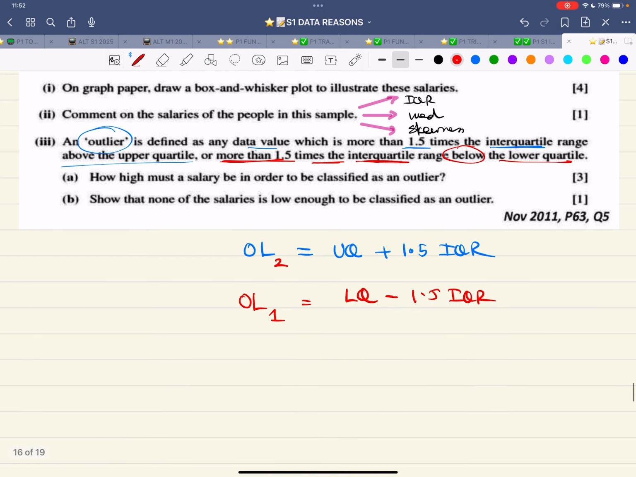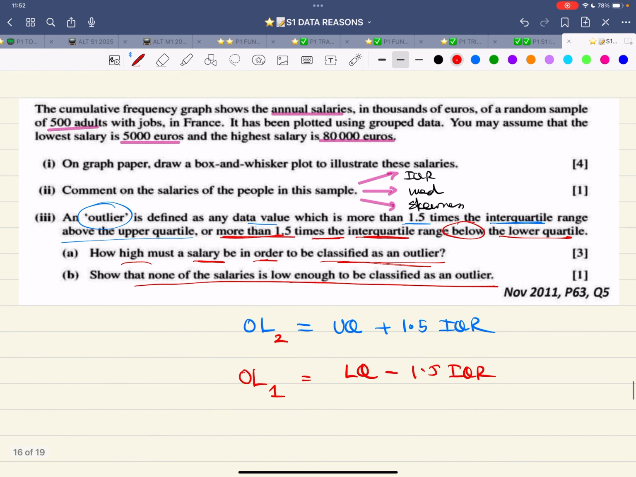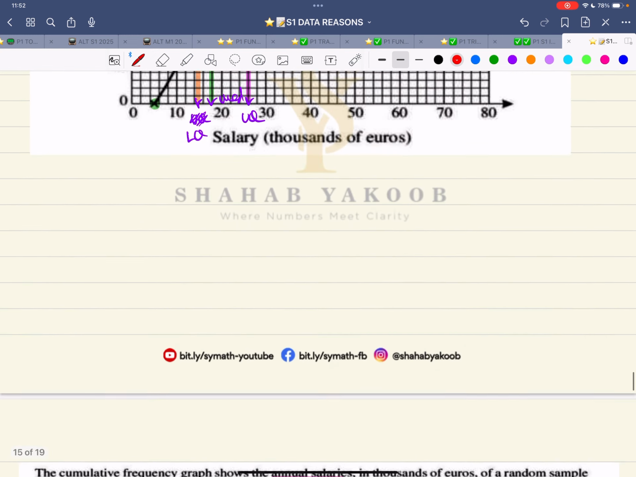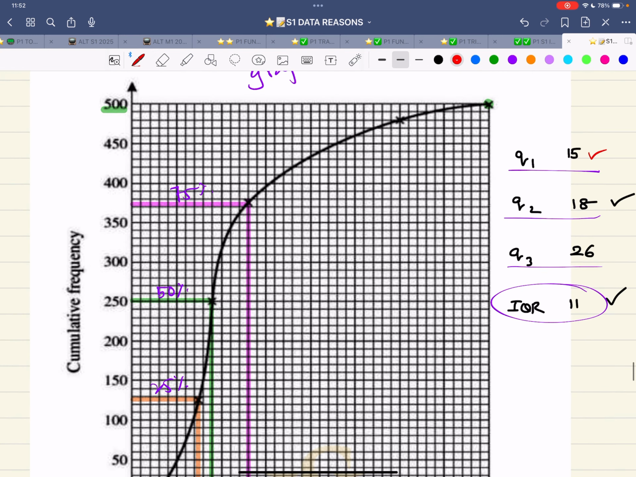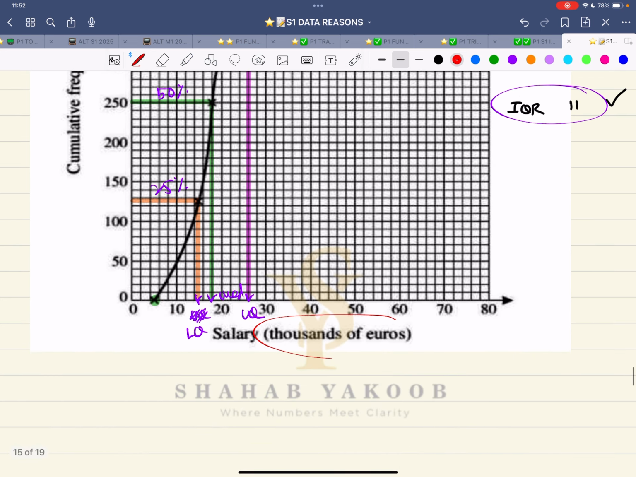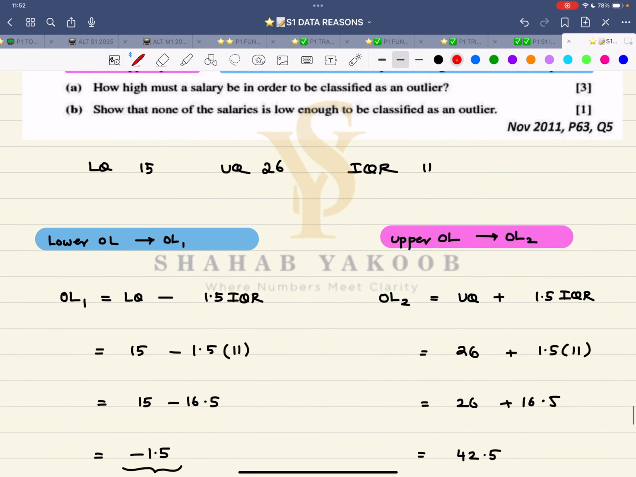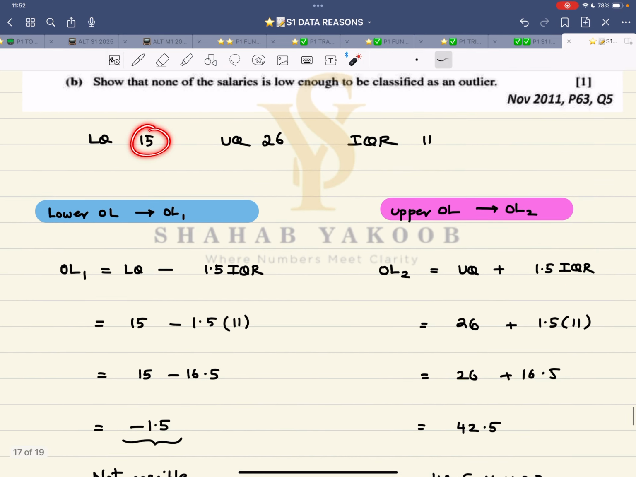Now it says how high must a salary be in order to be classified as an outlier? Show that none of these salaries is low enough to be an outlier. Now keep in mind, this is the lowest salary, this is the highest salary, and we have these three values, 15, 18 and 26. This is in thousands of euros. So therefore, the working is right over here. The lower quartile is 15. The upper quartile is 26.